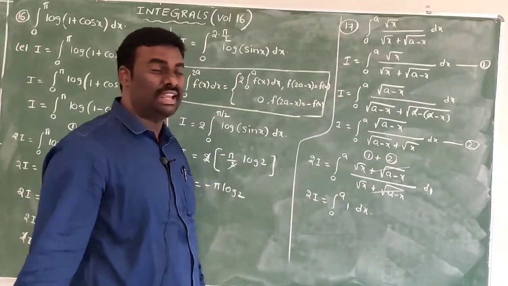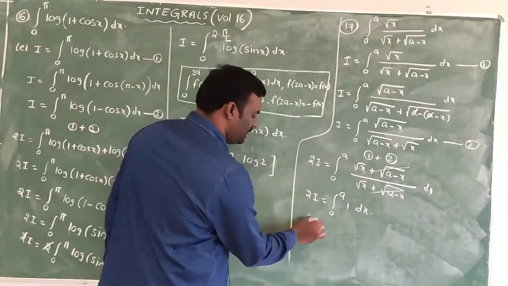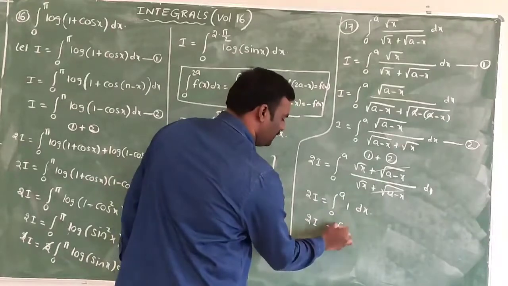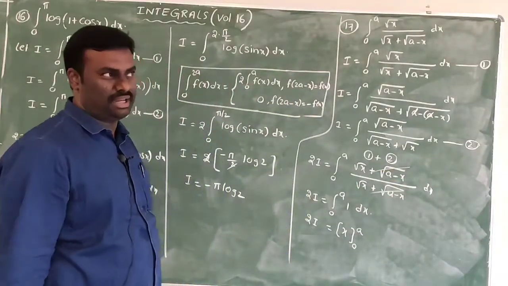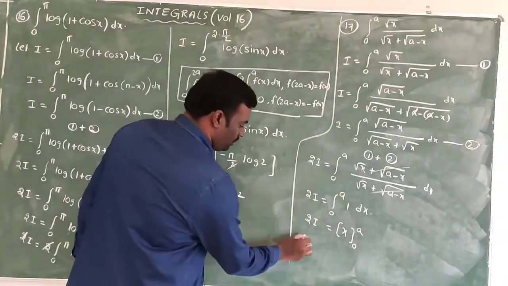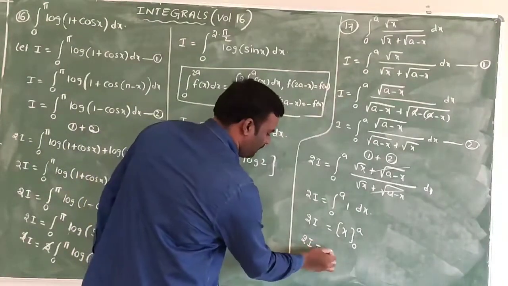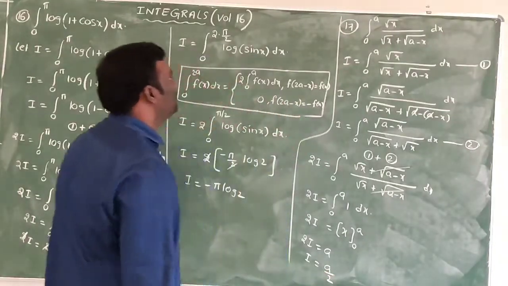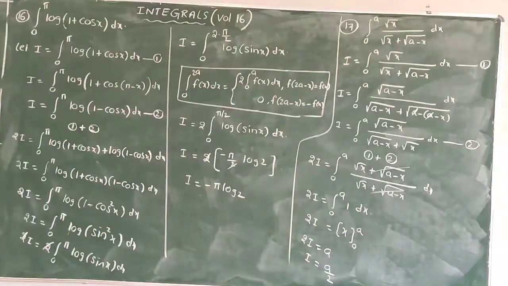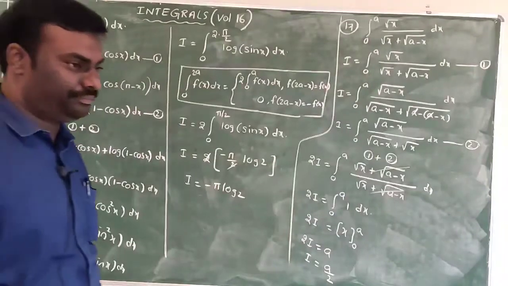The integration of 1 is x. 2I is equal to x between the limits 0 to a. First you substitute the upper limit, minus you substitute the lower limit. Now 2I is equal to a. Then I equals a by 2. This is the answer for this question number 17.